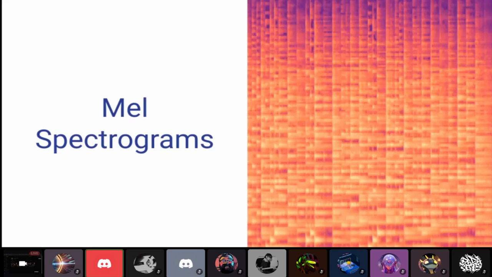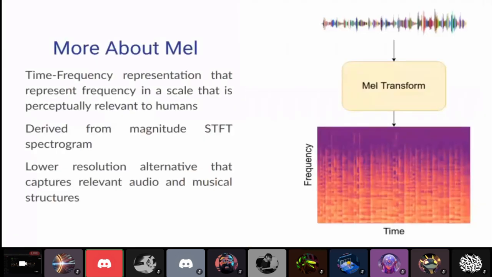So in our case, we chose to go with alternative representations because we have a lot of literature to back us up, and it's the easiest to get started with, and we frankly didn't have a lot of computation to explore other areas. So, more about mel spectrograms.